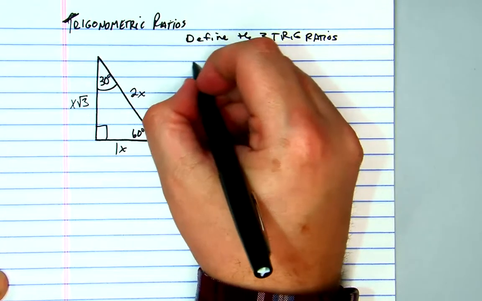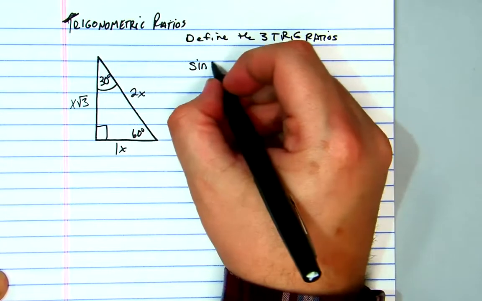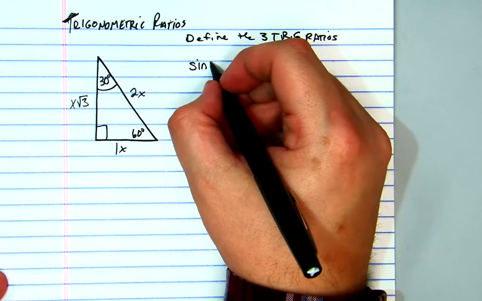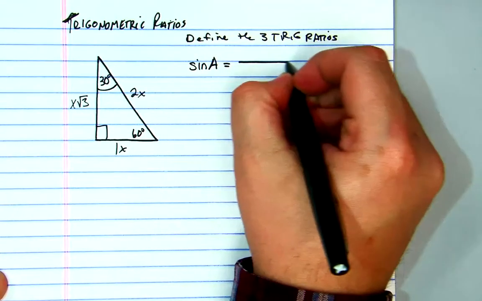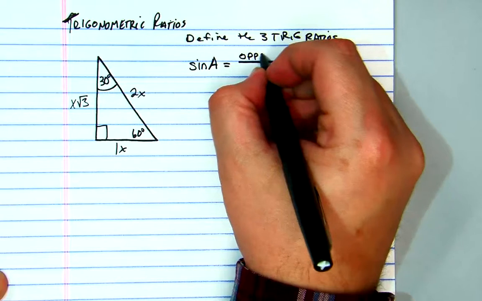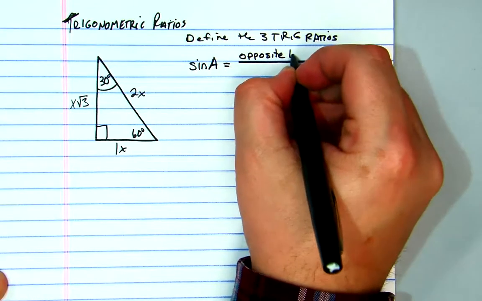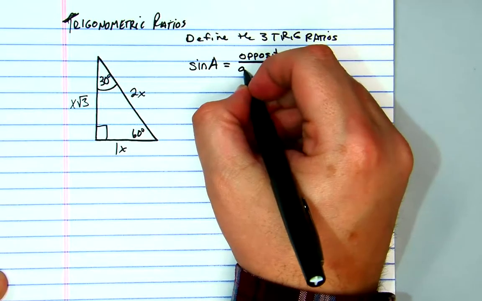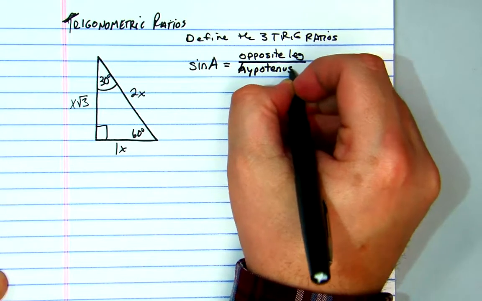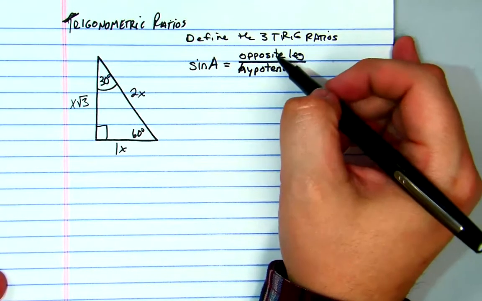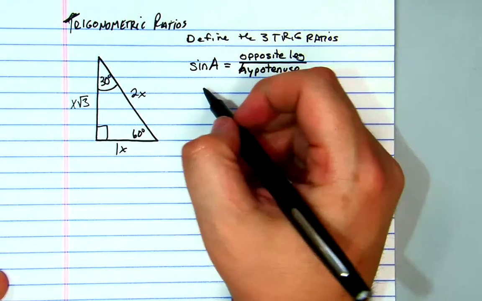The first one is the sine function. So it's going to be the sine of the angle, and we'll go with just angle A. This is going to be the opposite leg divided by the hypotenuse. So we have to know how to identify what's the opposite leg and what's the hypotenuse.